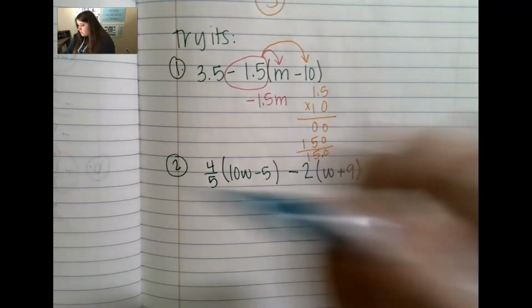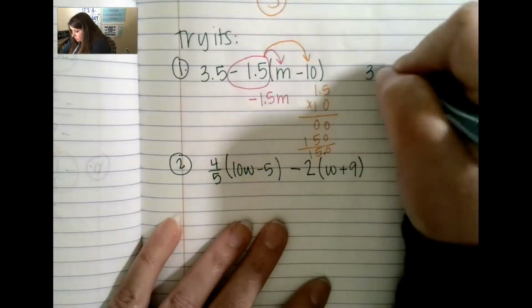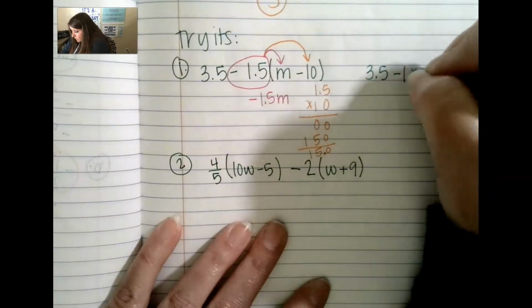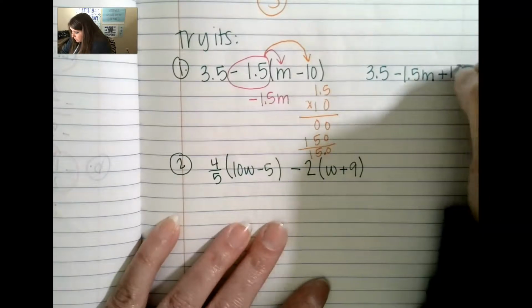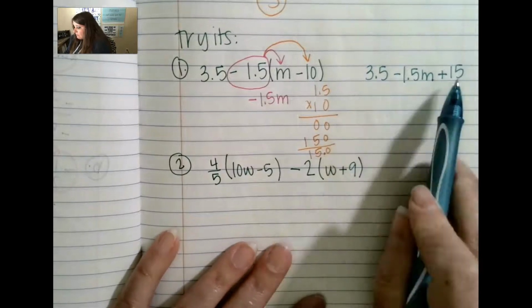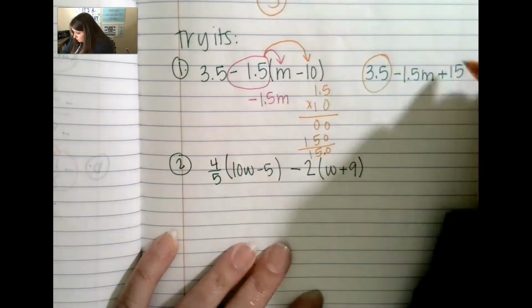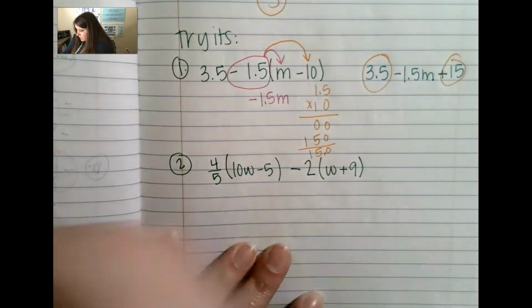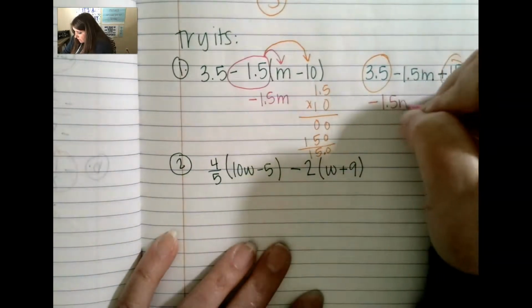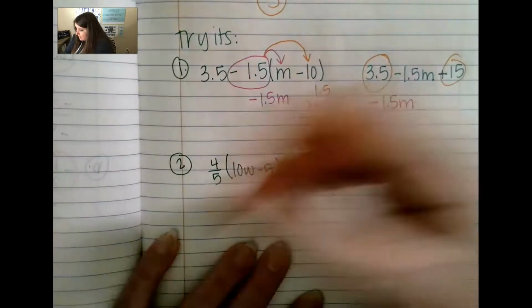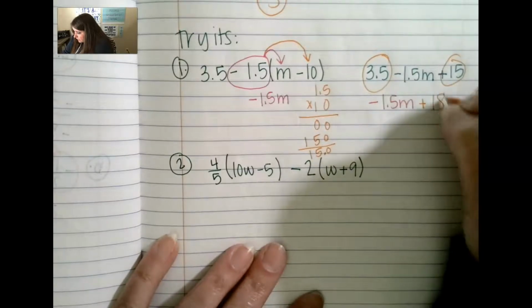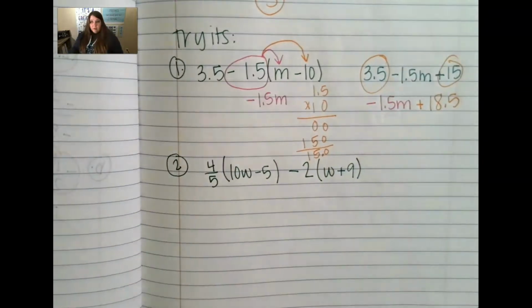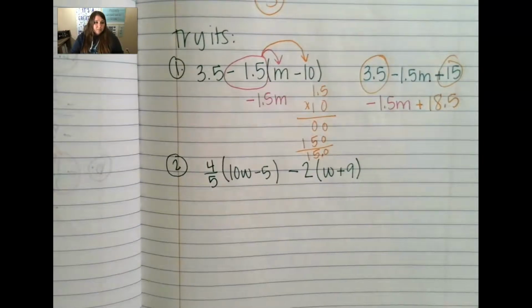So we're going to rewrite our new problem. We have 3.5 minus 1.5m plus 15. All right, we have 3.5, and we're going to add 15. And then we just have negative 1.5m. So 15 plus 3.5 is 18.5. So 18.5. How did you do on that problem? How was the solving for that?